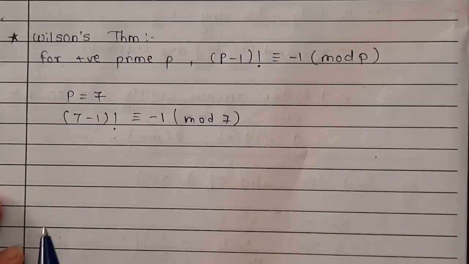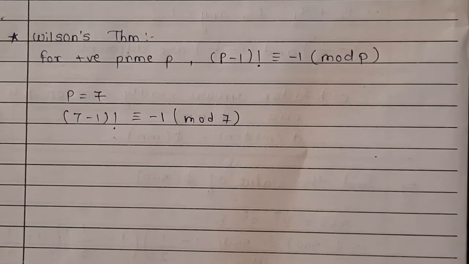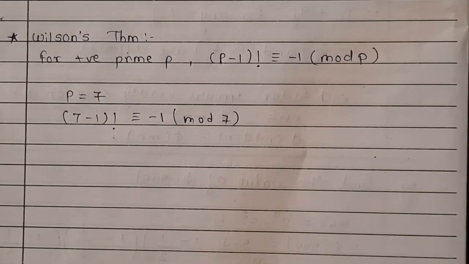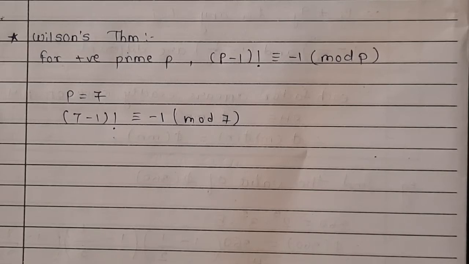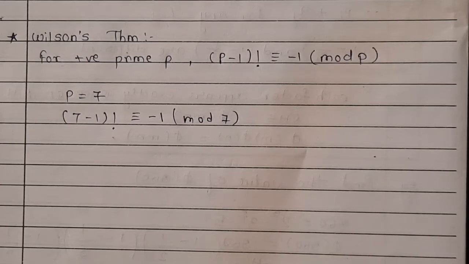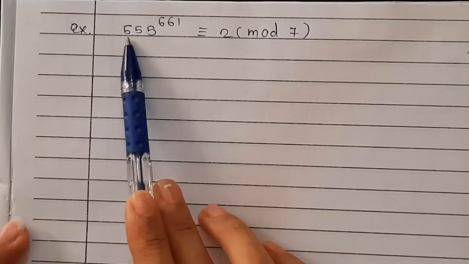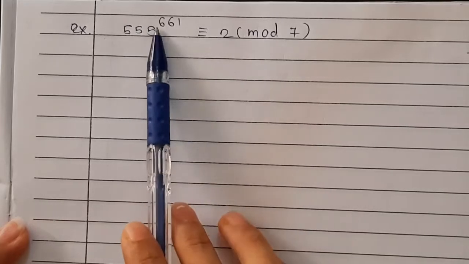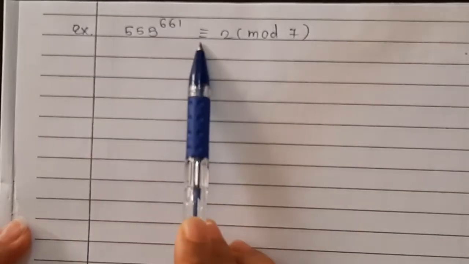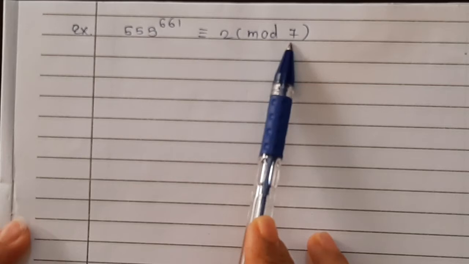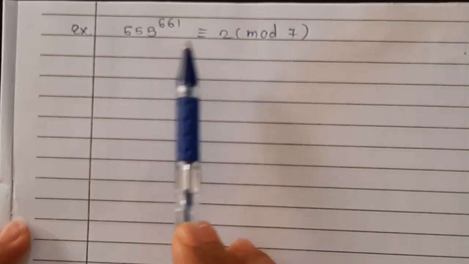Now we will see Fermat's Little Theorem examples, so that you will get the idea how to solve them and how the question comes in your exams. Here I have an example: 555 raised to 661 is congruent to 2 mod 7. This is what you have to show.